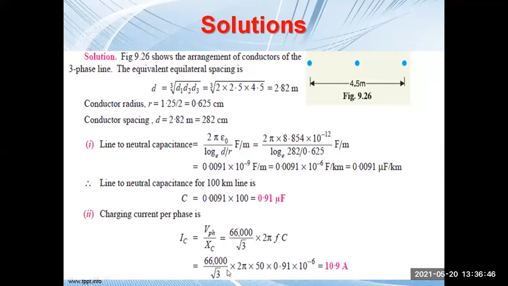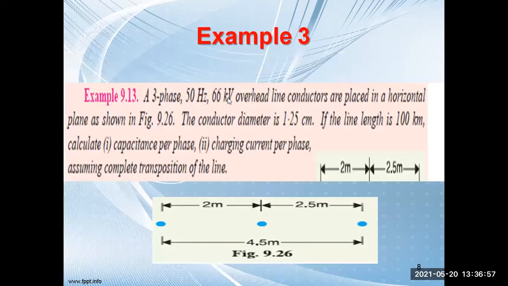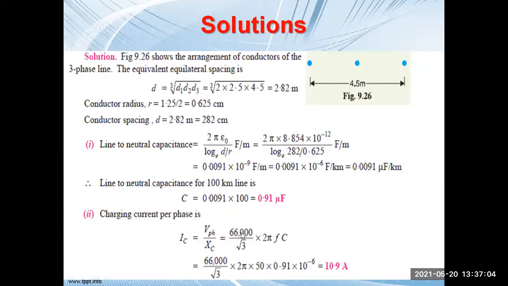Now the charging current per phase. We know that the charging current is equal to phase voltage divided by the capacitive reactance. Here it is a 66 kV line, which means line to line voltage, so we need to convert this into phase voltage: 66,000 divided by root 3. And X equals 1 by j omega C, where omega is 2 pi f. Since this is in the denominator, it comes in the numerator, so that is 2 pi f C. Now we substitute all values and you will get the value of the charging current.